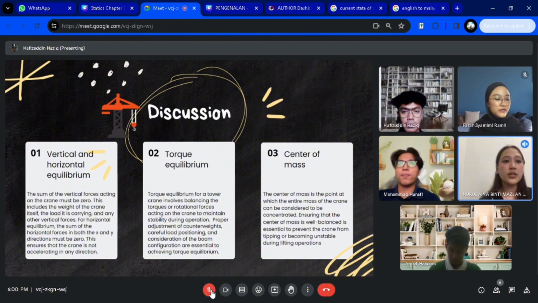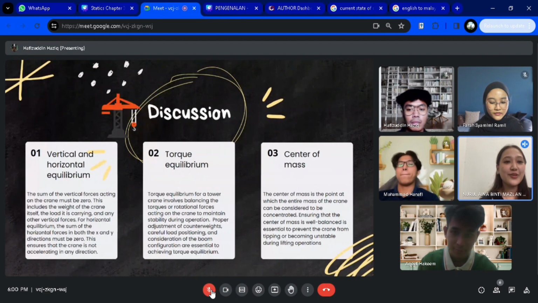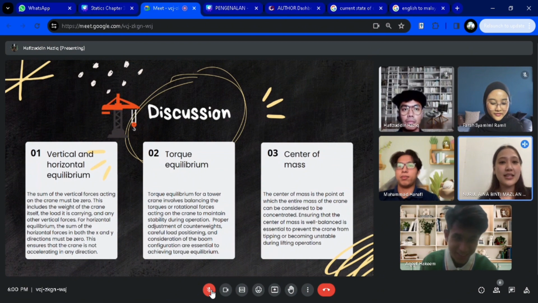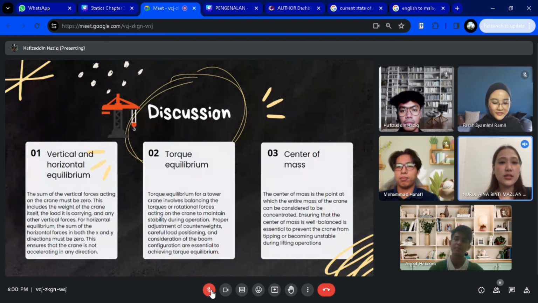And then the second one is torque equilibrium. Torque equilibrium for a tower crane involves balancing the torque of the forces acting on the crane to maintain stability of the crane. Careful load positioning and consideration of the boom configuration are essential to achieving torque equilibrium. And lastly is center of mass. The center of mass is the point at which the entire mass of a crane can be considered to be concentrated. Ensuring that the center of mass is well balanced is essential to prevent the crane from tipping or becoming unstable during operation.